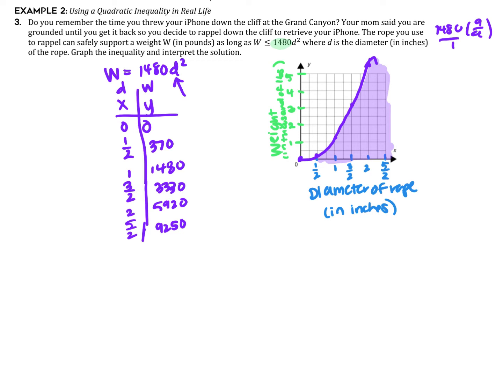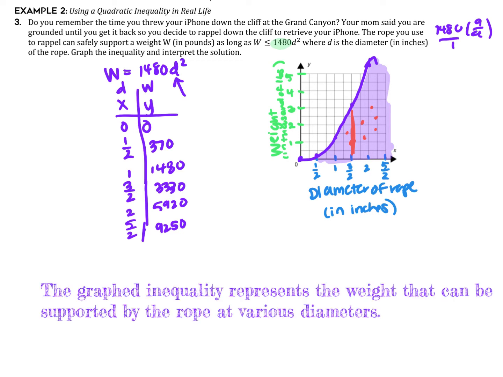So let's go ahead and interpret what this graph means. The graphed inequality is representing the weight that can be supported by the rope at various diameters. So if the diameter was 1.5 inches, it could hold any weight along here. So it could hold 1,000 pounds, it could hold 2,000 pounds, it could hold any point. So there are just an infinite number of points in here that are going to be true. So I'm going to go ahead and put that interpretation here for you to see. And there we have it.